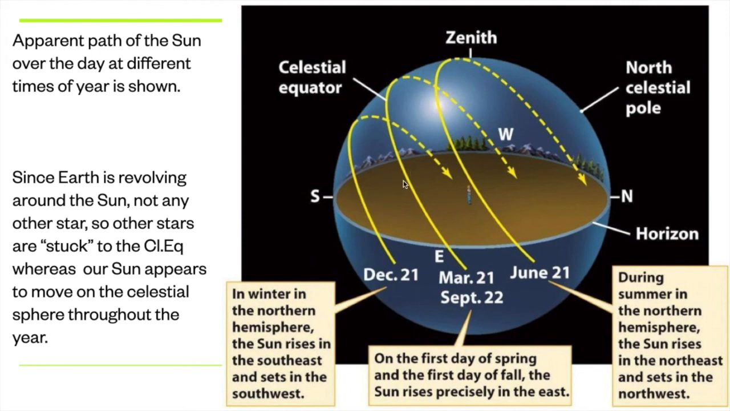It keeps shifting, and on March 21st it again reaches this central track. This is the way the Sun's apparent daily track keeps changing throughout the course of the year, and this is happening because of Earth's orbital motion around the Sun. So let us go over to the next slide.